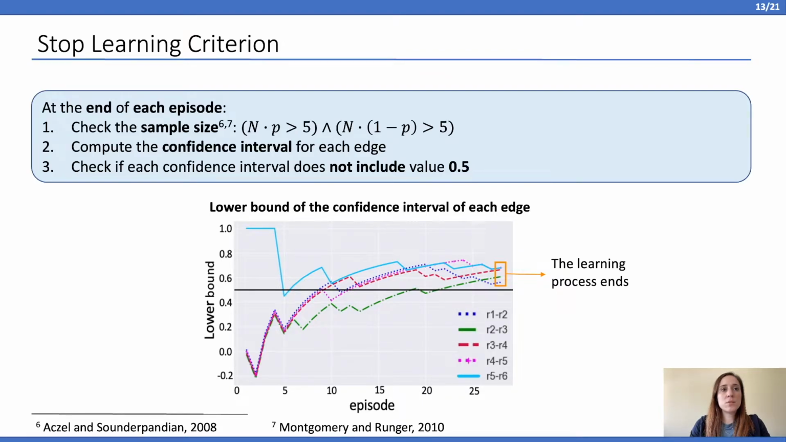As we can see in the image from episode 22, all confidence intervals lower bounds do not include value 0.5, represented by the black horizontal line, but sample sizes are too small to stop the learning process. Both the conditions are satisfied at the end of episode 28. Thus, we end the learning phase, and the learned MRF can be used by POMCP to obtain a performance improvement.